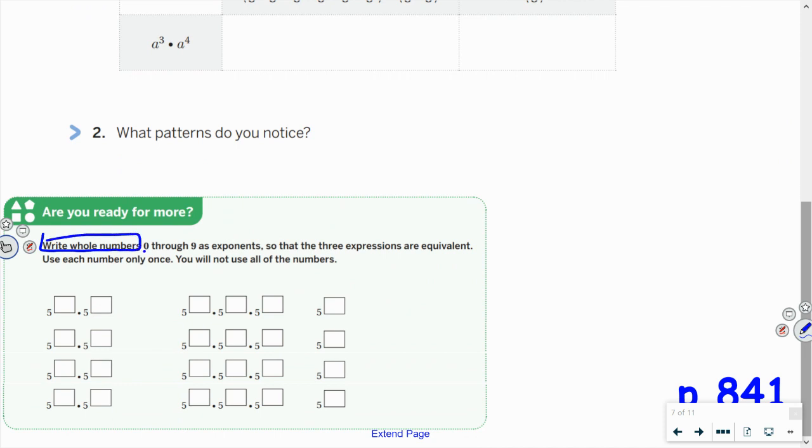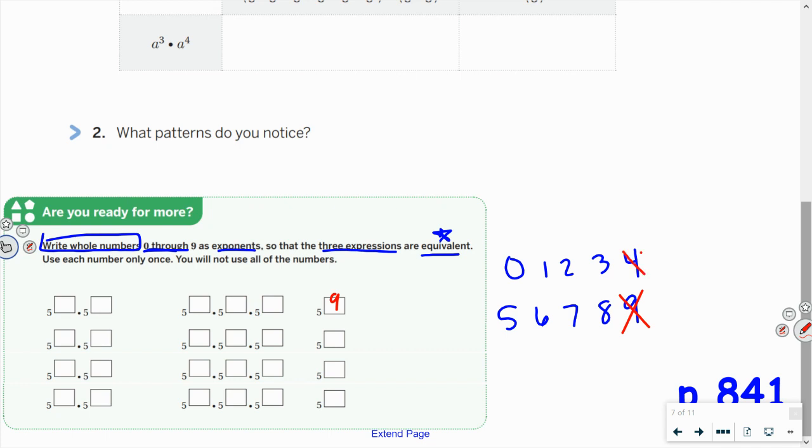Write whole numbers 0 through 9 as exponents so that the 3 expressions are equivalent. So I'm going to write this 0, 1, 2, 3, 4, 5, 6, 7, 8, 9. And here's what I'm going to do. I'm going to come up with 1. So let's say I use the 9 here, 5 to the 9th power. I need to come up with equivalent expressions that would give me 5 to the 9th.